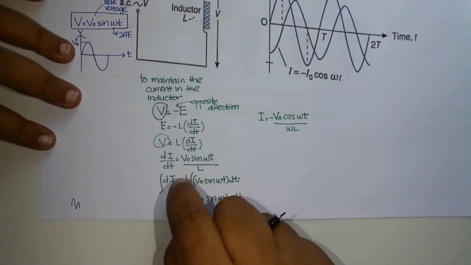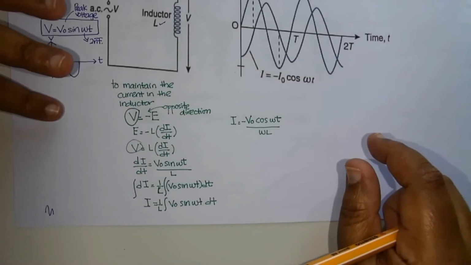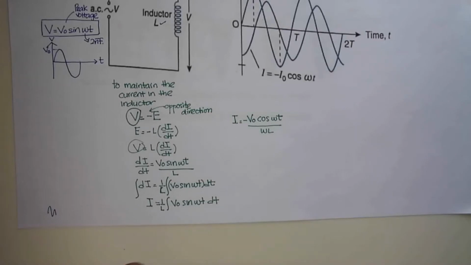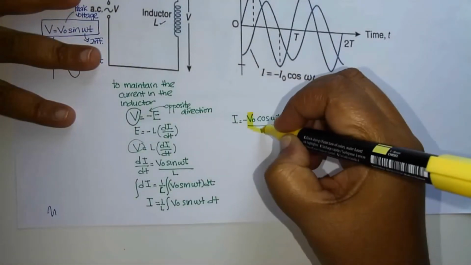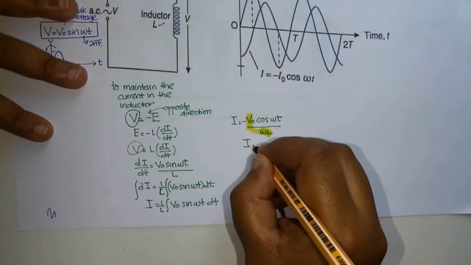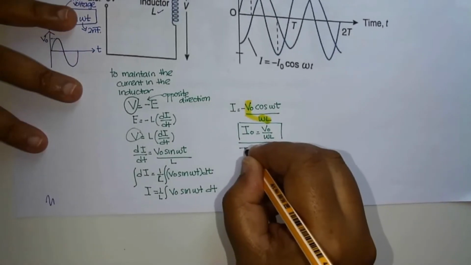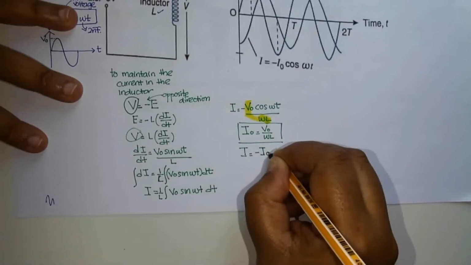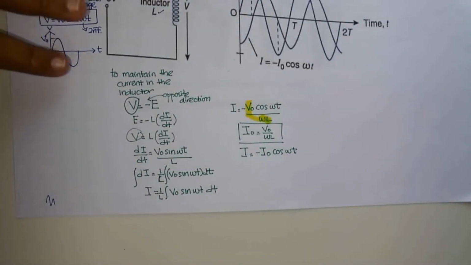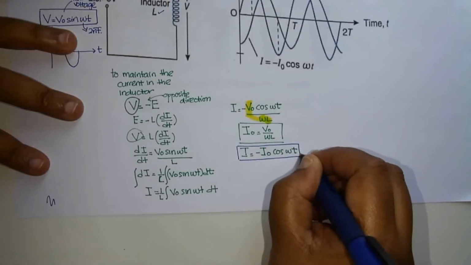This one you have to know, you have to memorize how to derive it by the concept, class, because it is in your learning outcome. Alright, so V0 over omega L is actually I0. I0 is V0 over omega L. So therefore we get I equals negative I0 cos omega t. So this will be the expression for the current.